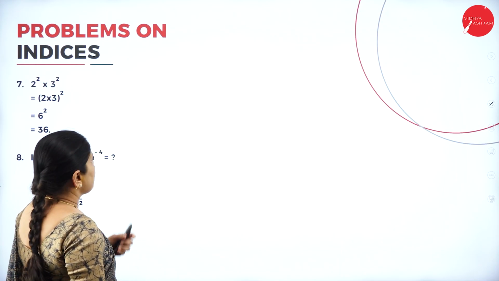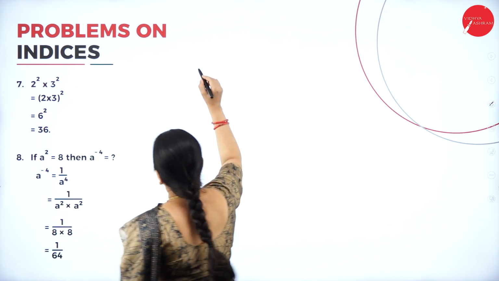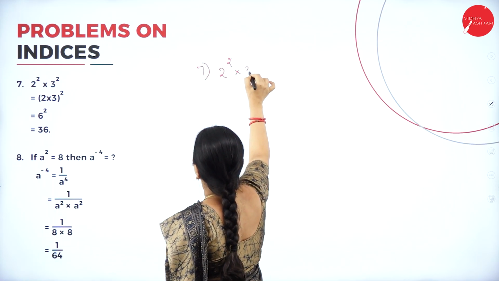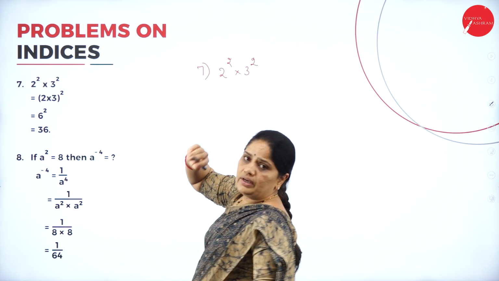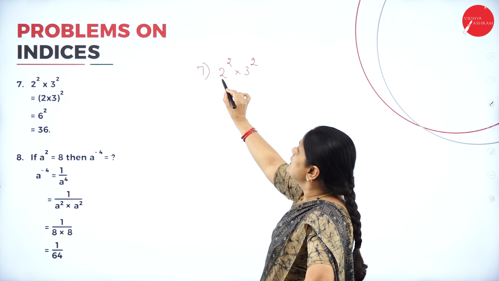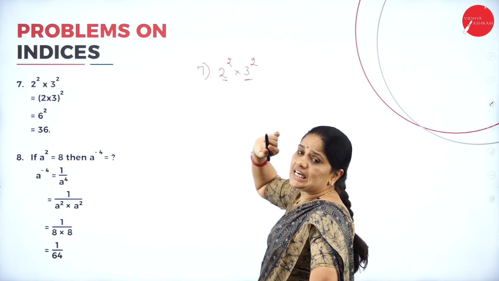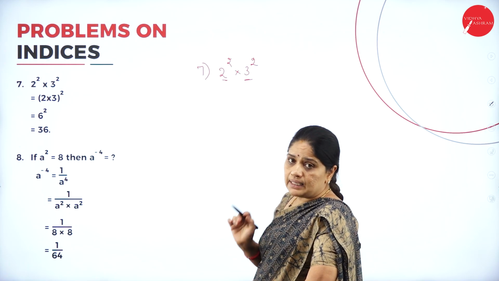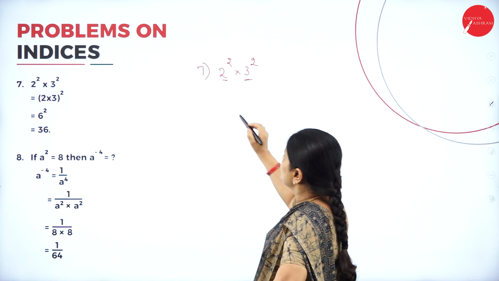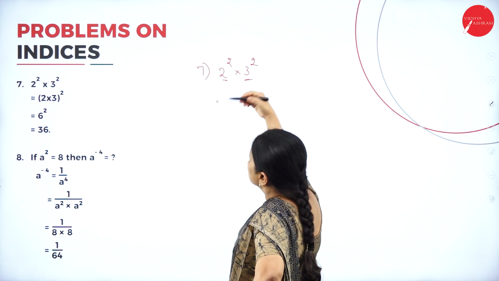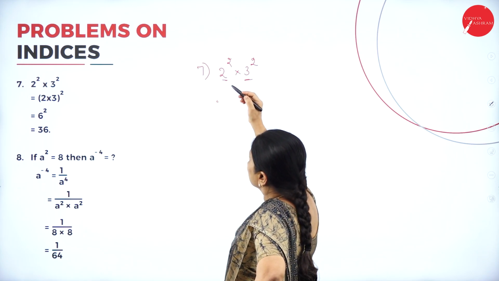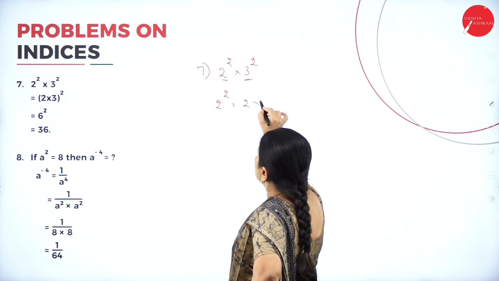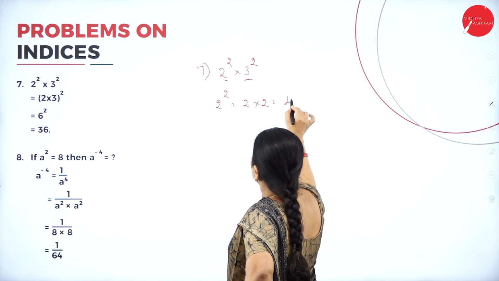Now, in the 7th problem, what does the 7th problem tell us? 2 square into 3 square. Now, if you observe here, the bases are different. So, when you have different bases, we cannot add the power. So, what is the option to simplify this? You have to just square the numbers. So, 2 square means what? 2 square equals 2 into 2, that is equal to 4.